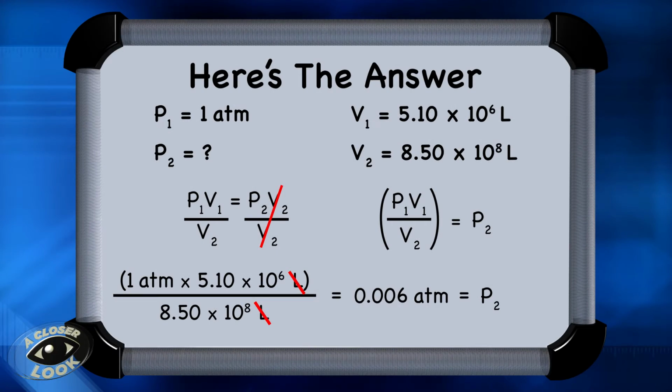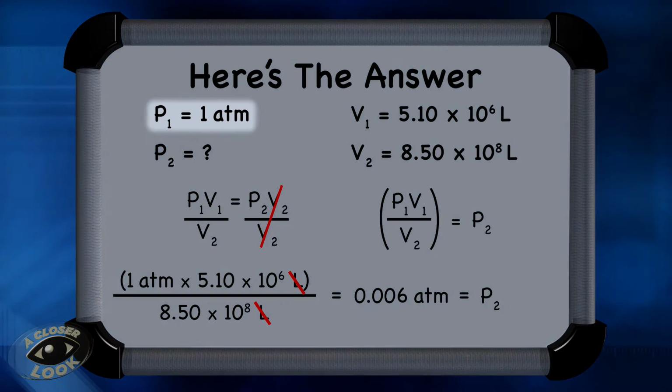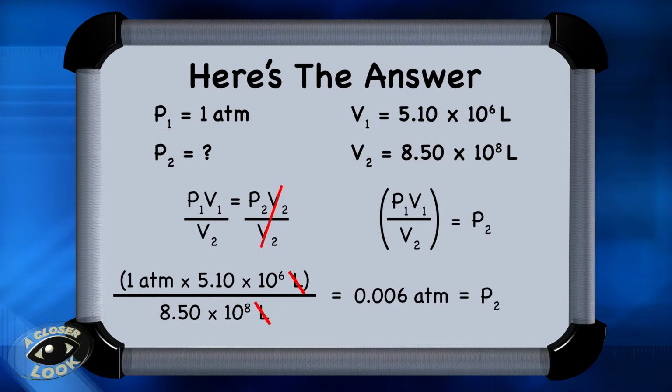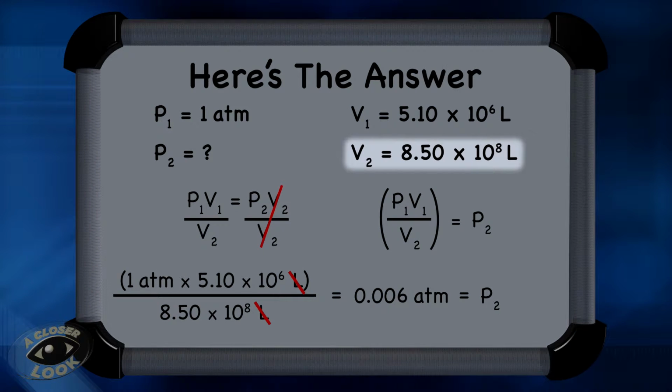As you saw in the first example, we rearranged Boyle's law to solve for the desired variable. In the last problem, it was the new volume. In this problem, we are solving for the new pressure, or according to the equation, P2. P1, or the original pressure, was 1 atmosphere. The initial volume of the balloon was 5.10 times 10 to the 6th liters. The new volume of the balloon was 8.50 times 10 to the 8th liters, right before Felix jumped.